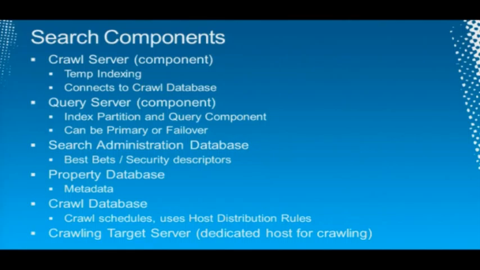The crawl database looks after the schedules when we're setting up the properties of a crawl, at what time it's going to crawl, and the properties within the crawling process are stored in that crawl database. And finally, we can set a crawl target server, where we can say to the crawling components, every time you want to index content from a specific URL, rather than go to any of the web front-end servers, I want you to just go to that specific web server and crawl the URLs from that.